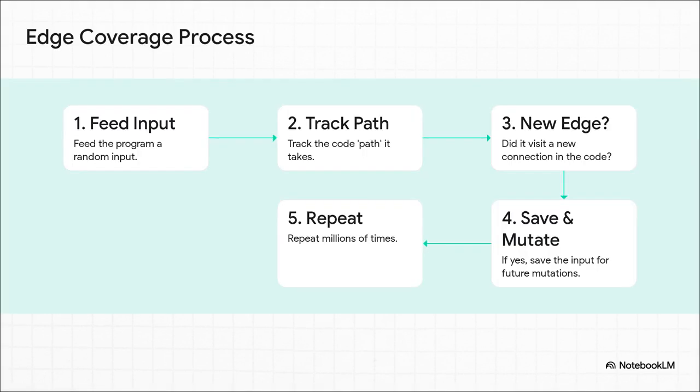So here's the play-by-play. The fuzzer chucks some random data at the program. It watches the path the code takes, and then it asks one simple question. Did we go down a new street? Did we hit a new edge, a connection between two parts of the code we haven't seen? If the answer is yes, the fuzzer goes, ooh, that input was interesting. It saves it, messes with it a little, and then uses that to try and find even more new streets. And it does this over and over, millions, even billions of times.